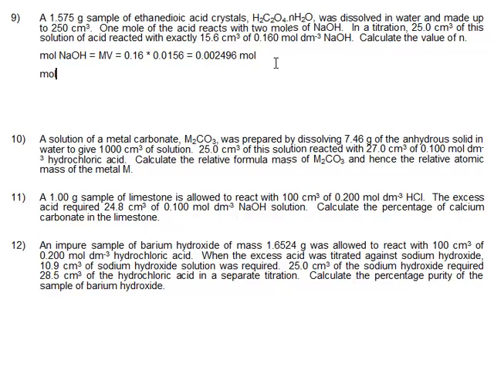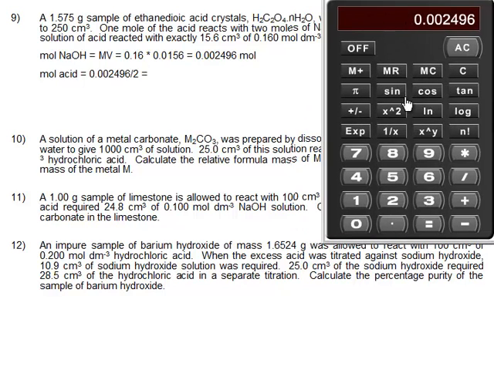moles of acid. I'm going to call it H2A, not HA, because it's actually got 2 hydrogens, it's a diprotic acid. Well, it will be half the number of moles of sodium hydroxide, 0.002496 over 2. So we take our calculator and divide this number by 2. That's 0.001248.